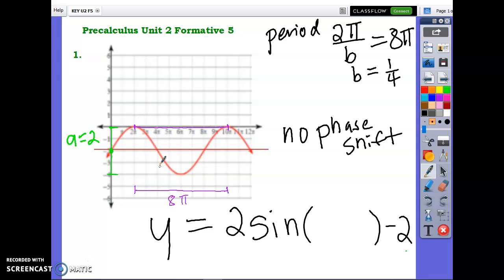So we went down from high, all the way low, and then back up again. The difference between 2 pi and 10 pi is 8 pi. In order to find B, the period for a sine or a cosine function is 2 pi divided by B. Well, 2 pi divided by B in this case equals 8 pi, because we counted that's 8 pi. So that means our B has to be 1/4.